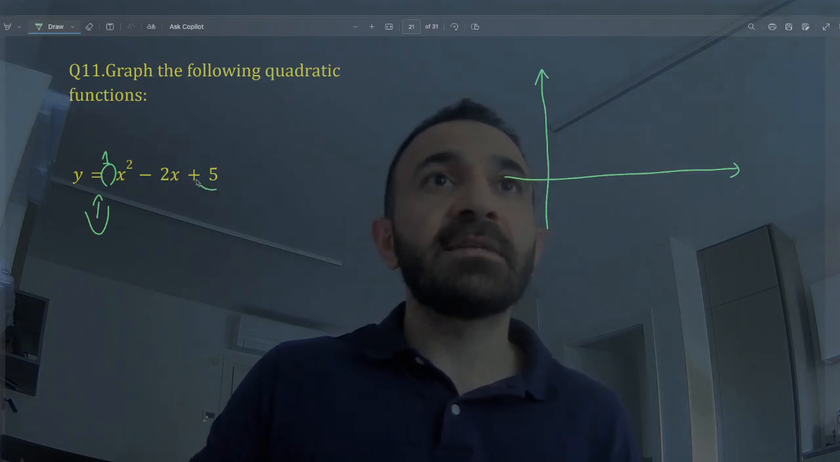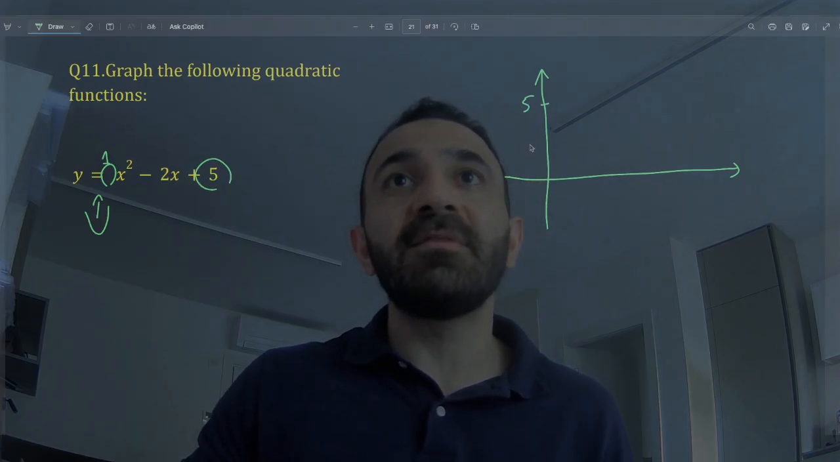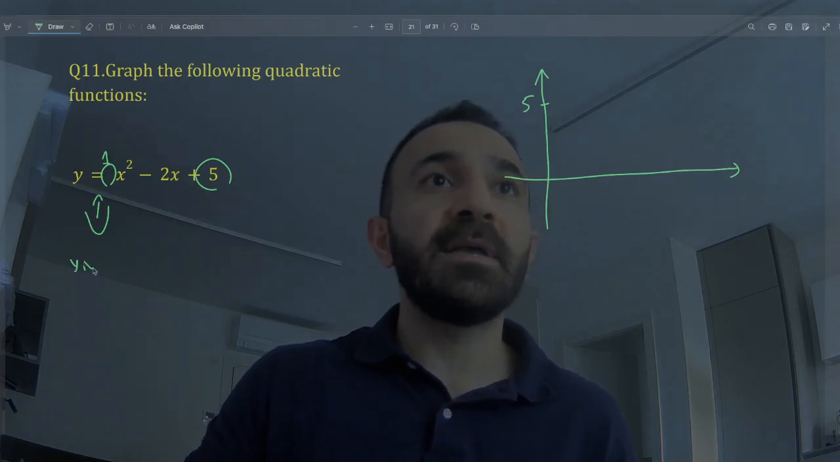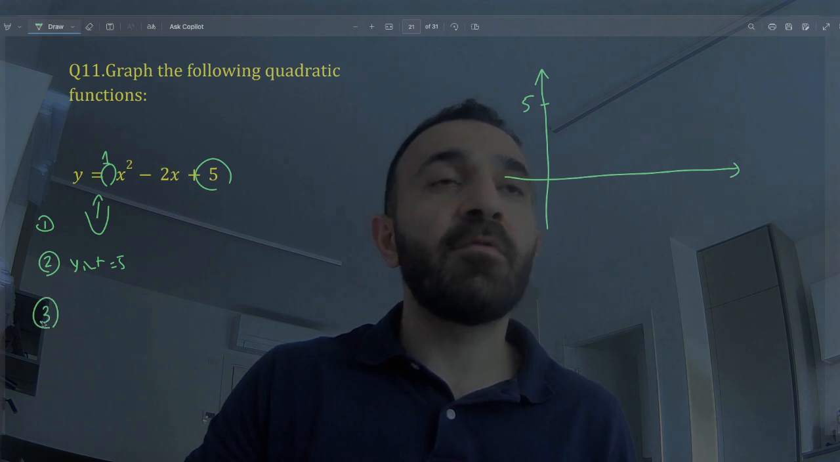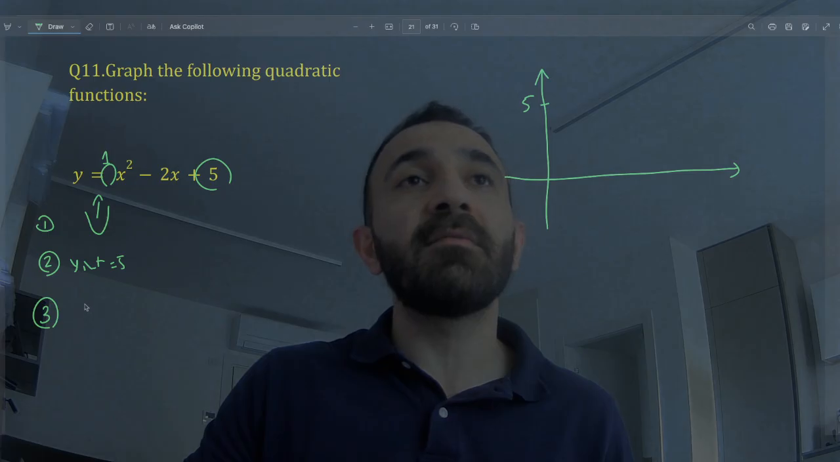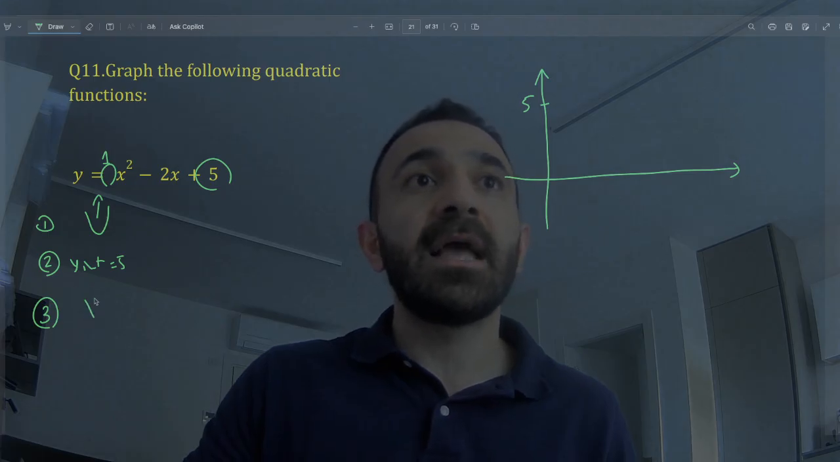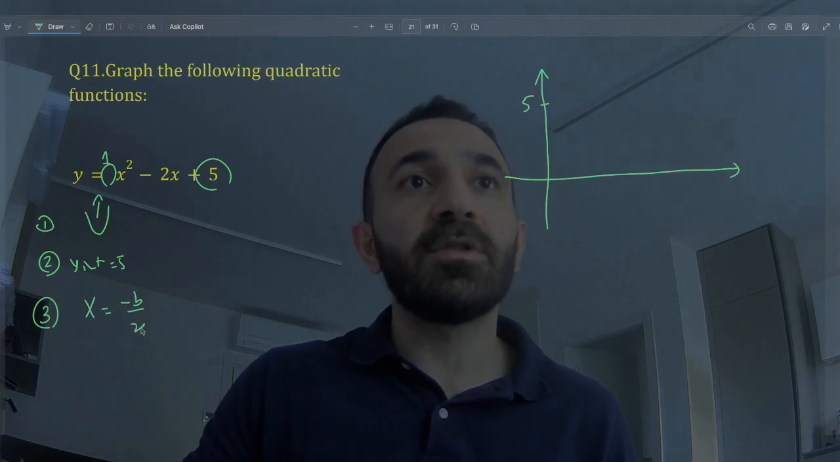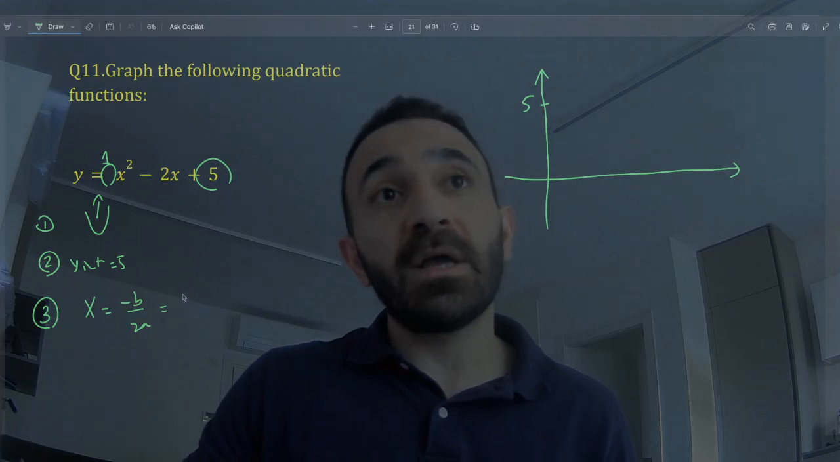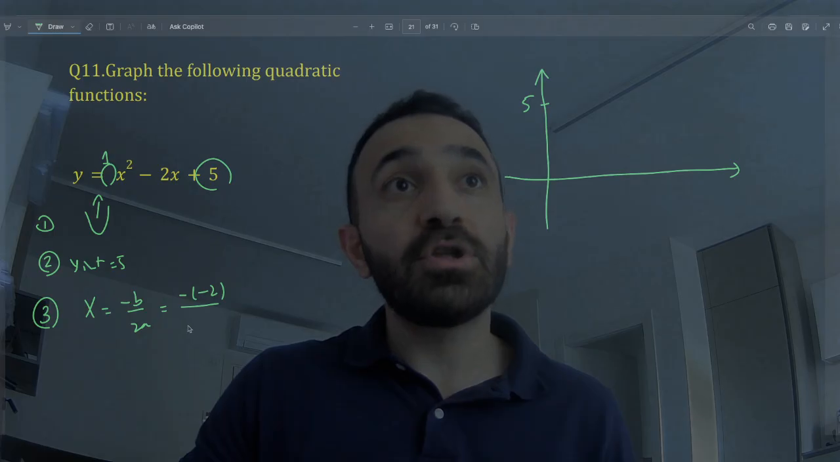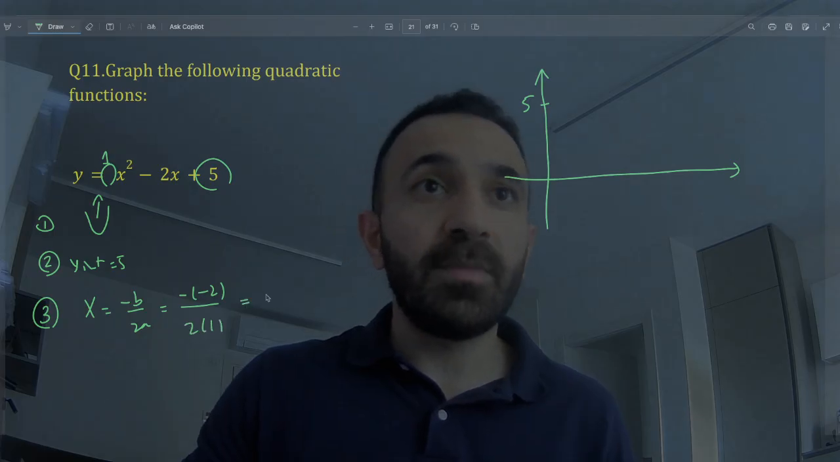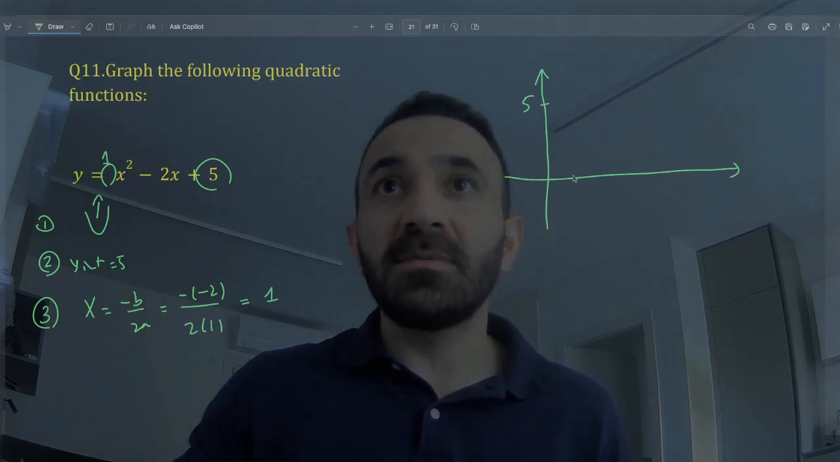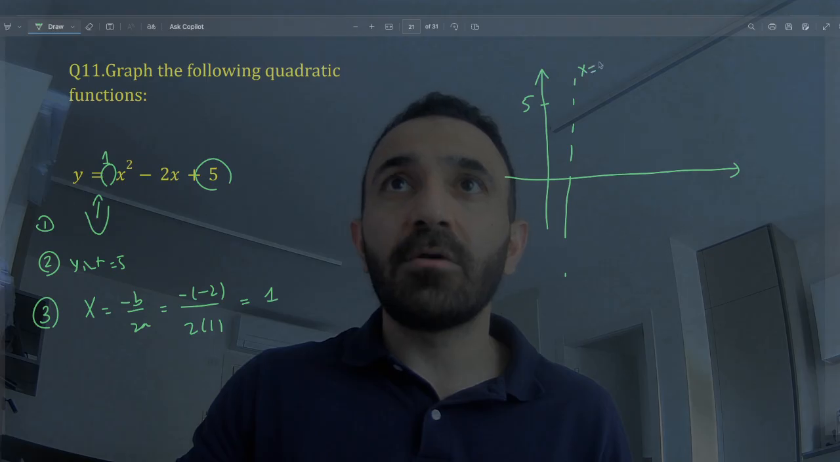Second, what is the y-intercept? It's 5. So 5 is the y-intercept. This is the second piece of information. What about the third? What is the axis of symmetry? x equals minus b divided by 2a. So it's minus minus 2 divided by 2 times 1, which is going to be 1. So the axis of symmetry is x equals 1.